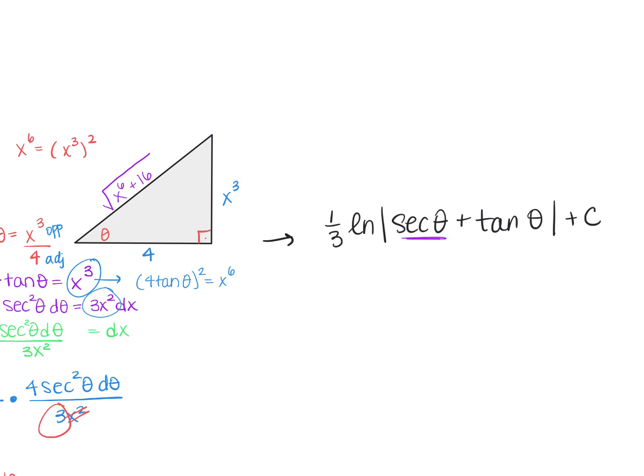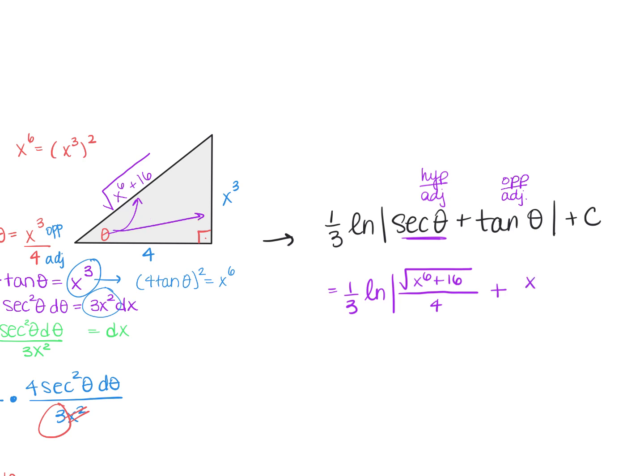So secant of theta, well, that's just the reciprocal of cosine. So my final answer will be, if it's reciprocal of cosine, it'll be hypotenuse over adjacent. So look at your triangle. My hypotenuse is the square root of the quantity x to the 6 plus 16. My adjacent side was 4. And then I have plus tangent of theta. Tangent of theta would be opposite over adjacent. Think of SOHCAHTOA. So opposite of my theta is the x cubed, and adjacent is the 4.